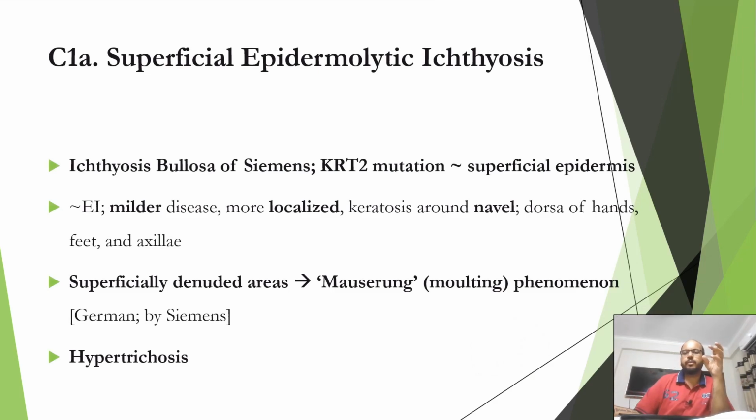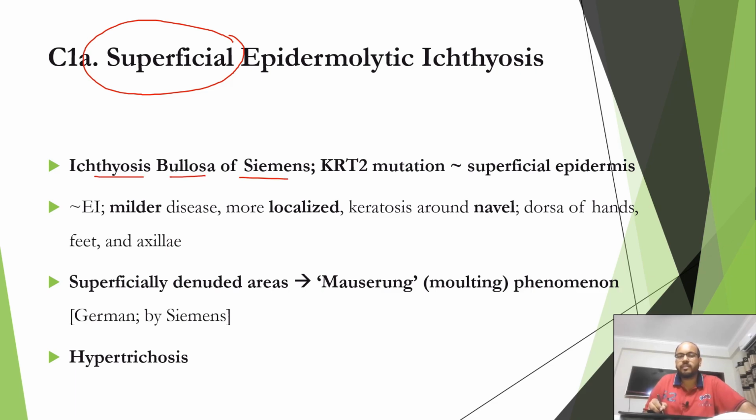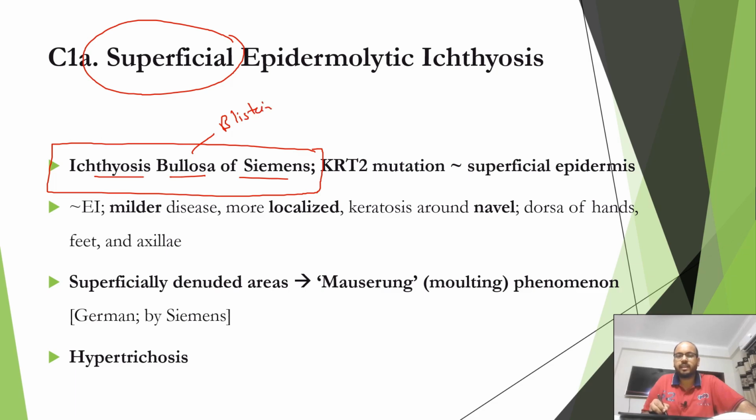So we have discussed epidermolytic ichthyosis. Now we'll discuss the variants of epidermolytic ichthyosis. The first variant is superficial epidermolytic ichthyosis. Superficial, so the blistering happens at a superficial level. This is also known as Ichthyosis bullosa of Siemens, and this is a very important name. Bullosa means blistering, and Siemens is the name of a scientist. It is because of keratin 2 mutation, and keratin 2 is found in superficial epidermis. So if keratin 2 is mutated, the problem will be at the level of superficial epidermis. That is why it is superficial epidermolytic ichthyosis.